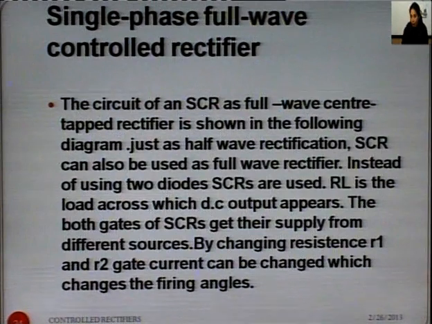Just as in half wave rectification, SCR can also be employed for the full wave rectifier, but instead of using diodes in this circuit we are using only the SCRs, and RL is the load across which we are getting the DC output. Both gates of the SCRs are controlled by different sources, and by changing the resistances R1 and R2 connected to these gate terminals we are controlling the gate current, or further we can say we can change the firing angle, or we can have controlled DC output.